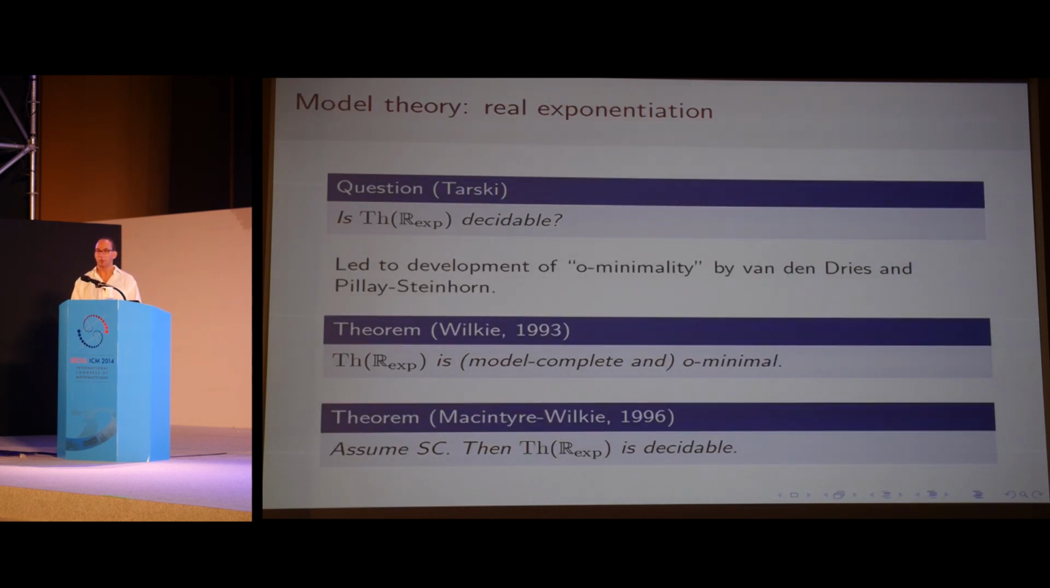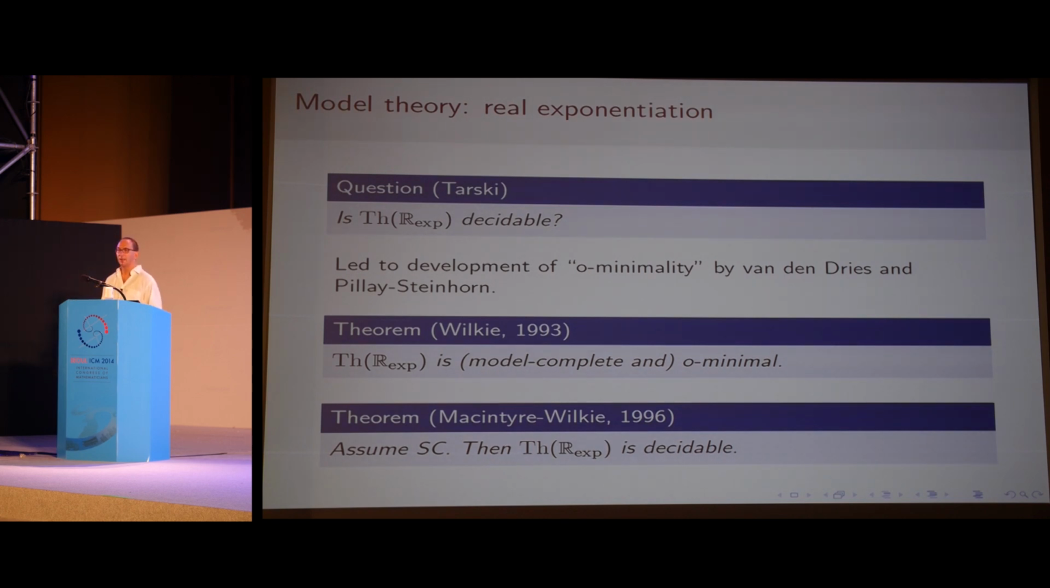O-minimality, on the other hand, grew from a question of Tarski concerning the model theory of real exponentiation. The real exponential doesn't oscillate, so it doesn't look like you can define the integers, and one could expect or imagine that its theory is very well behaved. So that was behind Tarski's question.